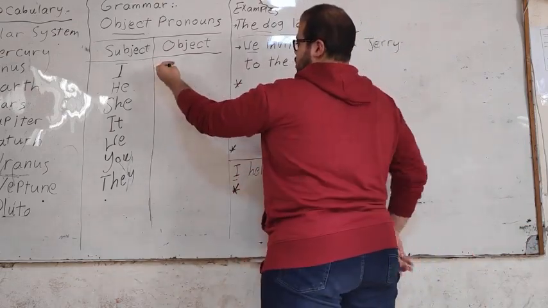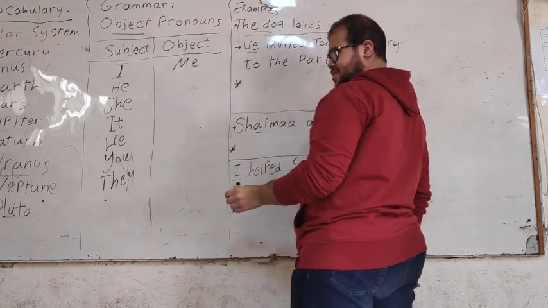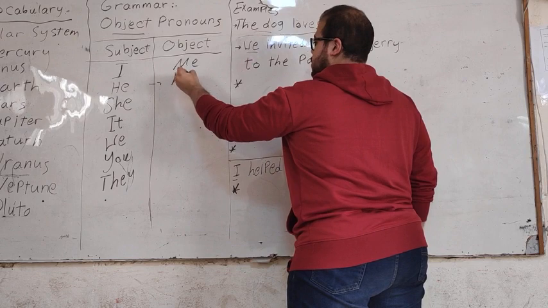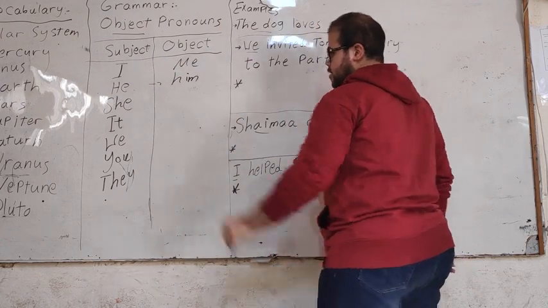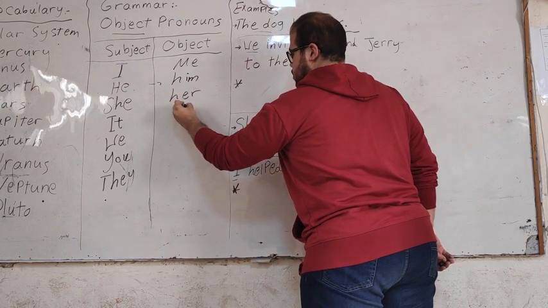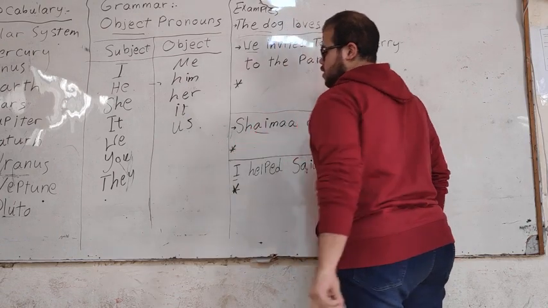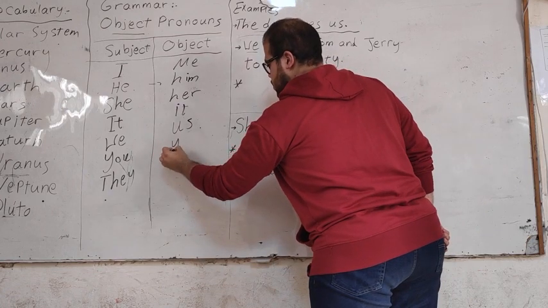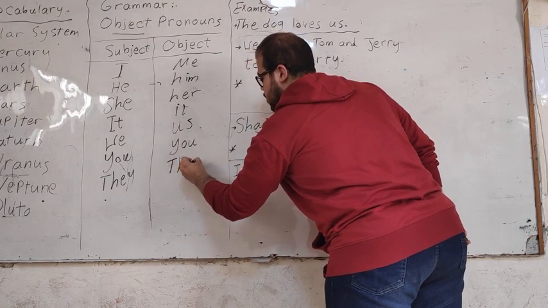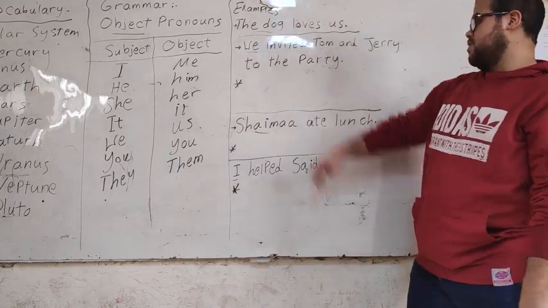So let's go straight and turn these subject pronouns into object pronouns. The object pronoun from I is me, like you love me. And we turn he into him. She, her. It will stay the same. It. We turn we to us. And you will also remain the same, whereas they, we turn they into them. Very good.